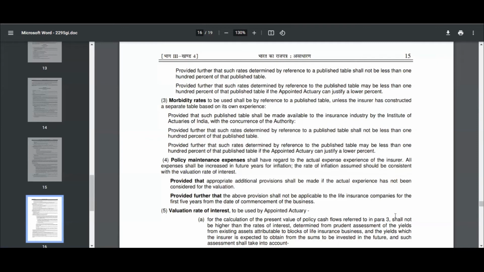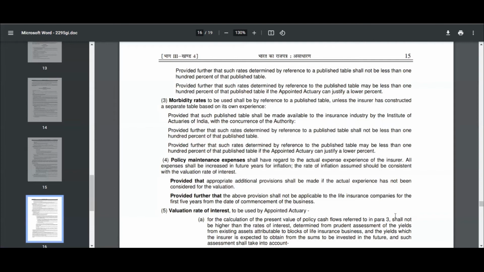That's because that is the only transparent rate available. Otherwise, everyone is going to use their own discount rate, right? So that's the reason. And because the market risk-free rate would be much lower, the liabilities would be higher, and then it is reduced. But anyway, that is a concept that we'll study in embedded value. Coming back to the valuation rate of interest, it will be determined by the yields attributable to a particular block of business, the existing yields, and it will also depend on the future yield.